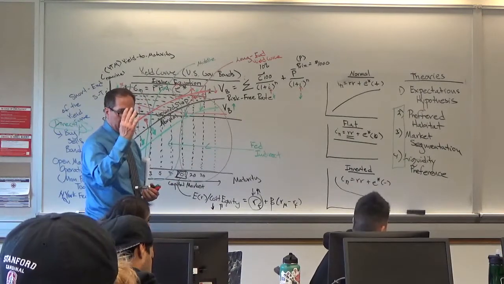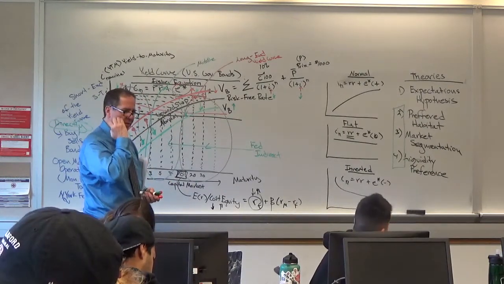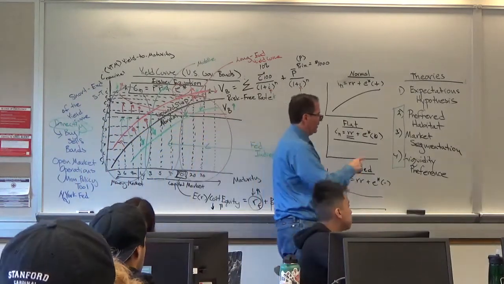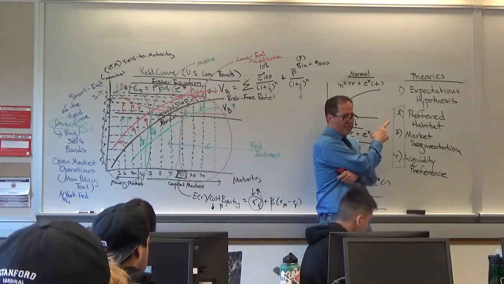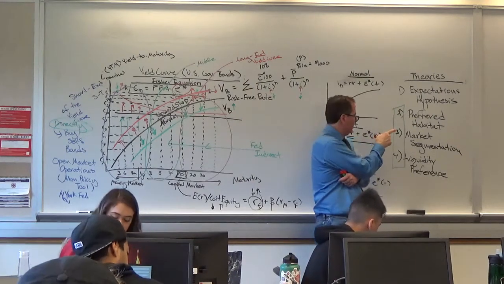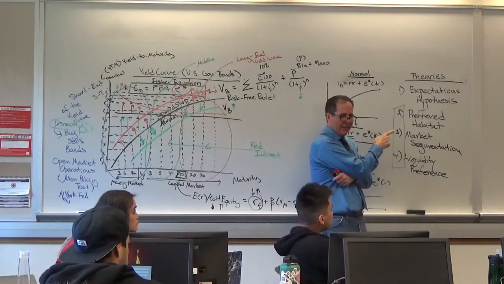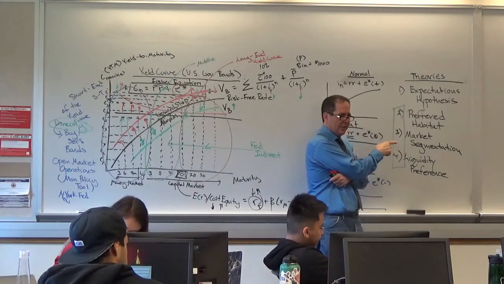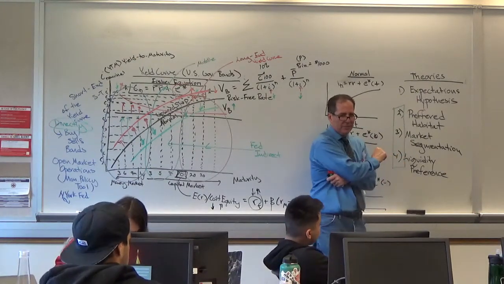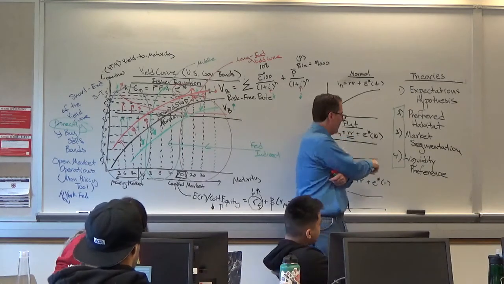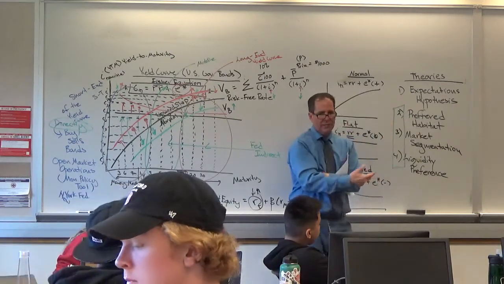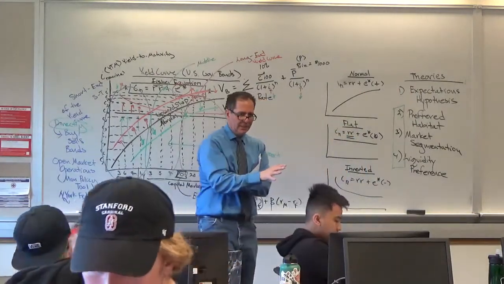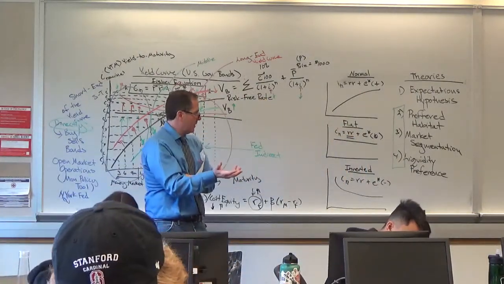There are 4 theories for yield curves. There's the inflation expectations hypothesis, preferred habitat theory, the market segmentation theory, and liquidity preference theory. And these 3 theories are related to each other. They're a little bit nuanced, they're a little different, but they're basically related to each other.